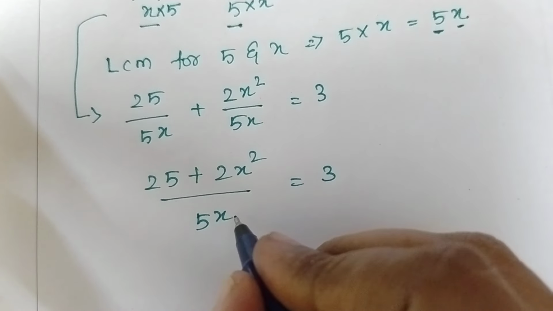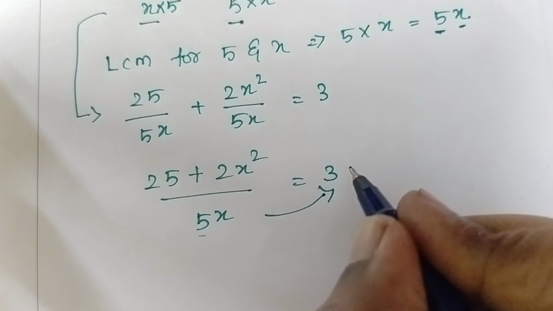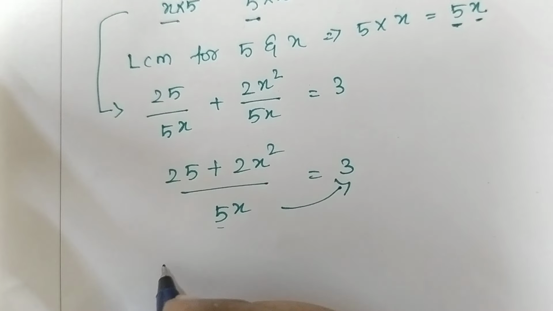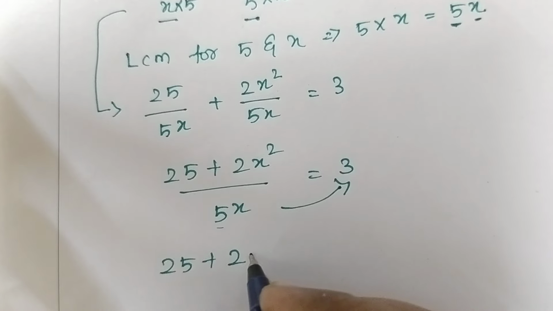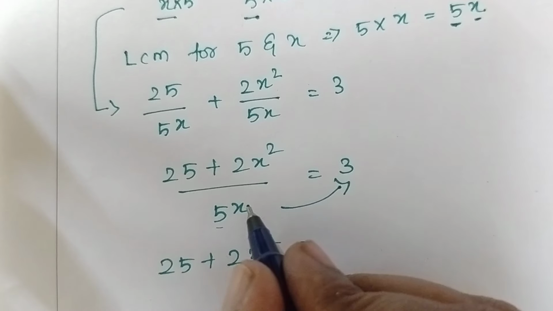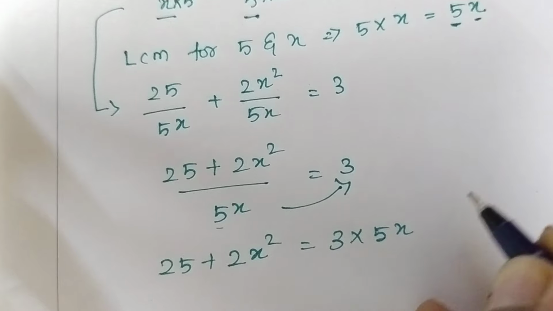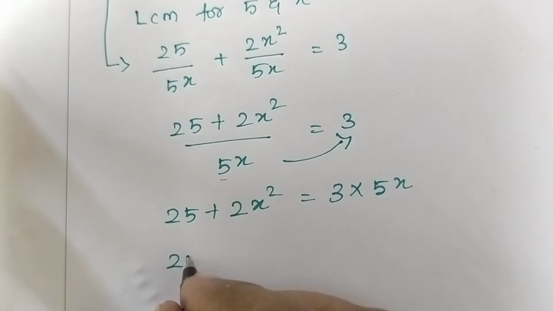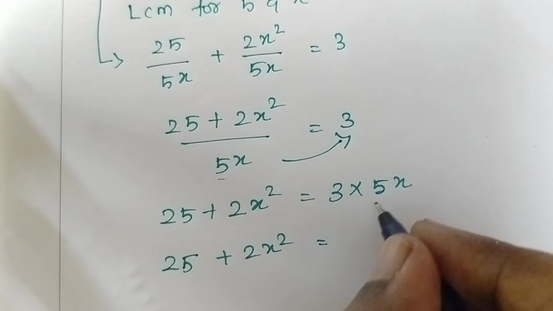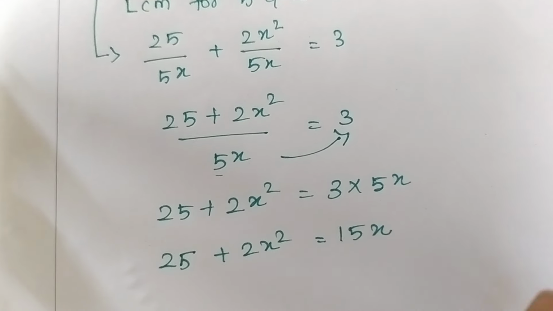So now I am going to shift this denominator term towards the right hand side. Therefore in division it becomes multiplication. So 25 plus 2x square is equal to, this is in division, if we shift to the right side, then it turns into multiplication. So 3 into 5x. So we'll get the equation like 25 plus 2x square equals, here 3 into 5 is 15, x is there, so I'm going to write that x as it is.